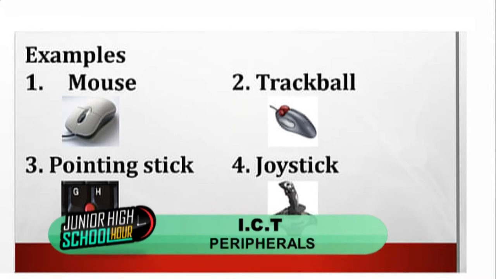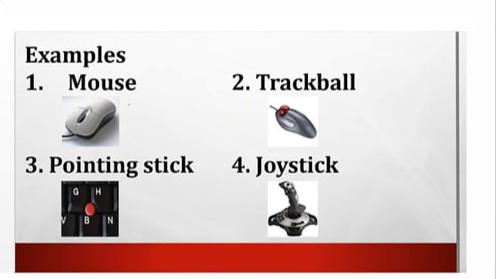A mouse is a handheld device, as you are seeing on the screen, and it controls the cursor. As we said, a pointing device controls the cursor. We have the parts of the mouse here. We have the left button, the right button, our cord, then we have our scroll, then we have the body or the belly of the mouse.